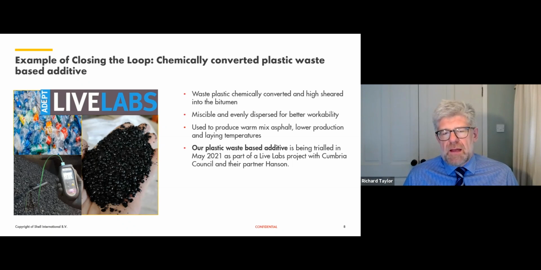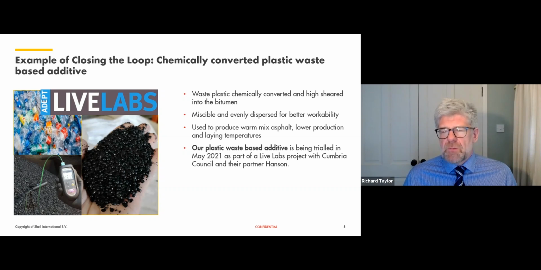This product is currently being trialled upon the Live Labs project, which is a Department for Transport project up in Cumbria in the UK, and then their partner Hanson. We've demonstrated that this product can produce asphalt with lower mixing temperatures and lower compaction temperatures, as well as having the benefit of being derived from a waste plastic feedstock. So this is a way of closing the loop.